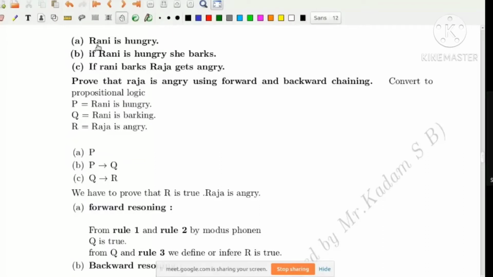Okay, so fact number 1 is given, that is Rani is hungry. Fact number 2, if Rani is hungry, she barks. Okay, Rani is nothing but a name of a dog.